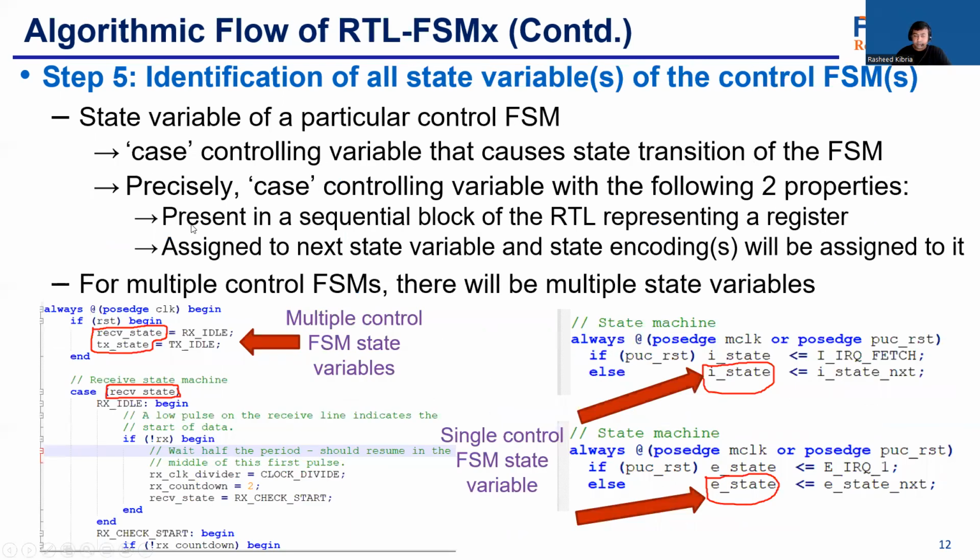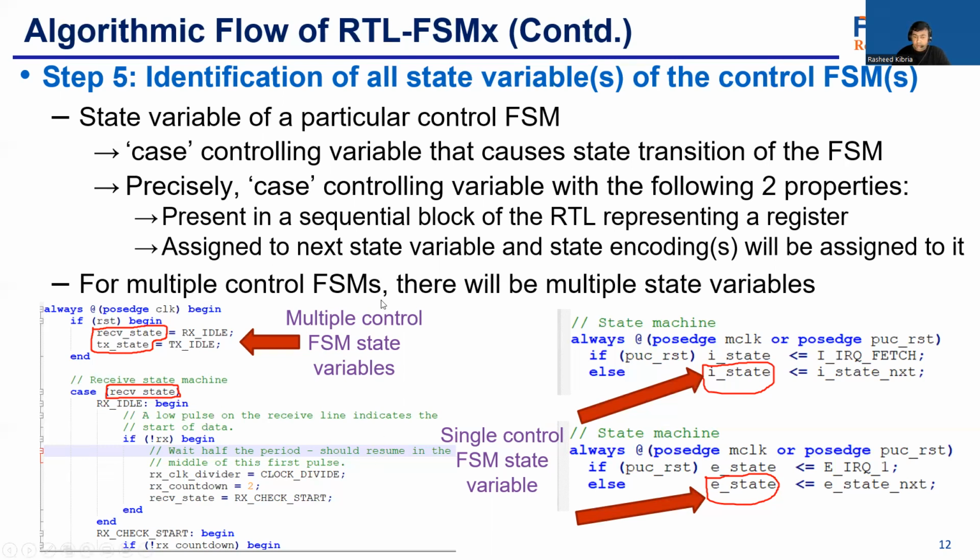In the fifth stage, we identify all the state variables of the control FSM. A state variable of a particular control FSM is a case statement controlling variable which causes a state transition of the FSM. More precisely, these are case controlling variables having two properties. The first property is that they should be present in a certain sequential block of the RTL, which represents a certain register. And also, these state variables should be assigned the next state variable, or state encodings should be assigned to them.